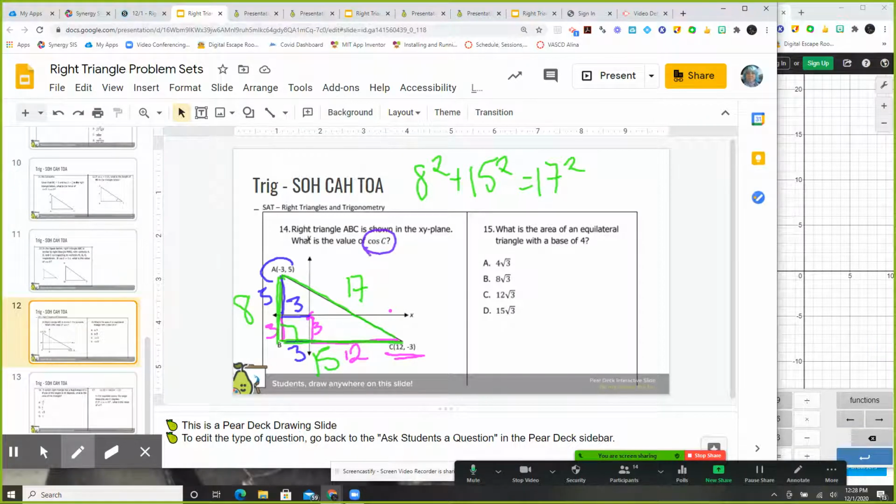So what fraction do I need for cosine? So cosine is adjacent over hypotenuse, right? So I'm going from C. That's where I care about. So adjacent is here. That's my 15. And my hypotenuse is always the same. So what fraction do I write?